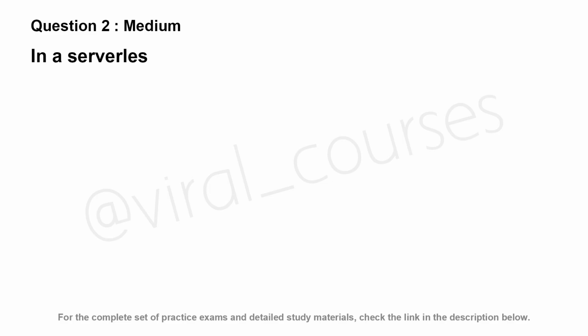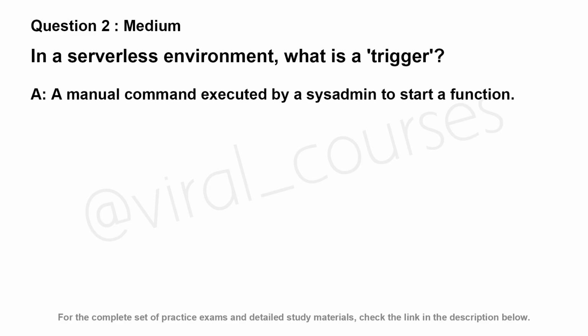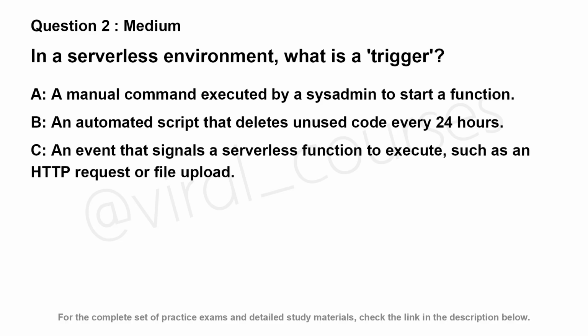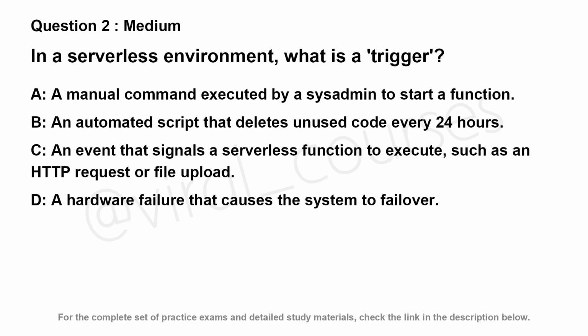In a serverless environment, what is a trigger? Option A. A manual command executed by a sysadmin to start a function. Option B. An automated script that deletes unused code every 24 hours. Option C. An event that signals a serverless function to execute, such as an HTTP request or file upload. Option D. A hardware failure that causes the system to failover.